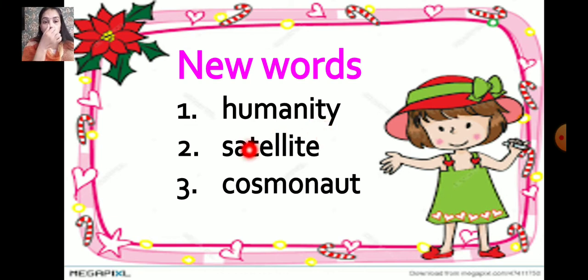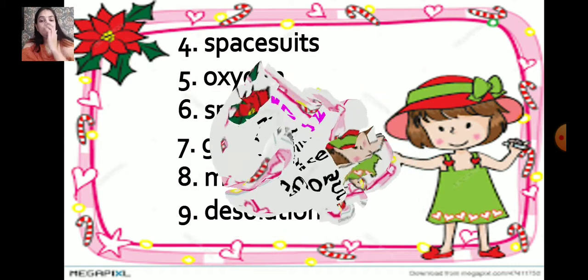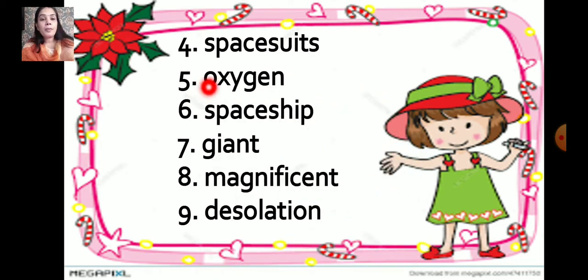Humanity. Number 2, satellite. Satellite. Number 3, cosmonaut. Cosmonaut. So number 1, humanity. Number 2, satellite. Number 3, cosmonaut. Okay. Number 4, space suits.